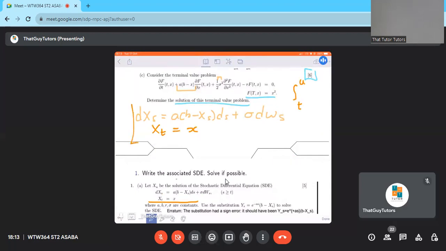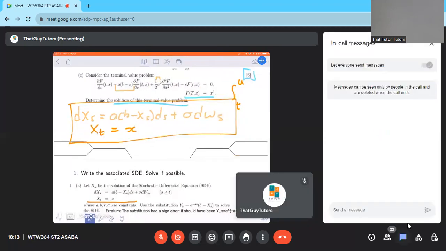Is there anyone who has any question on how to write the associated stochastic differential equation? And by the way, I can read your question on my PC. I do have 2 things. So if you don't want to unmute, you can always write your question down.